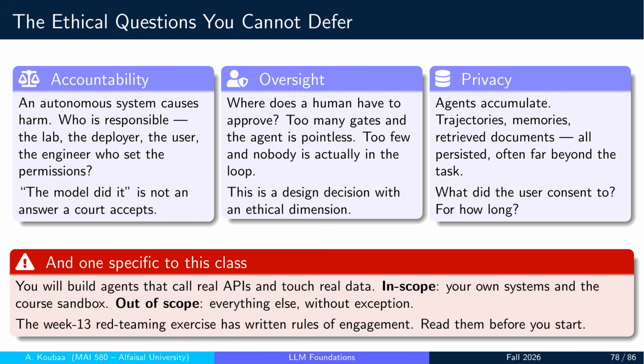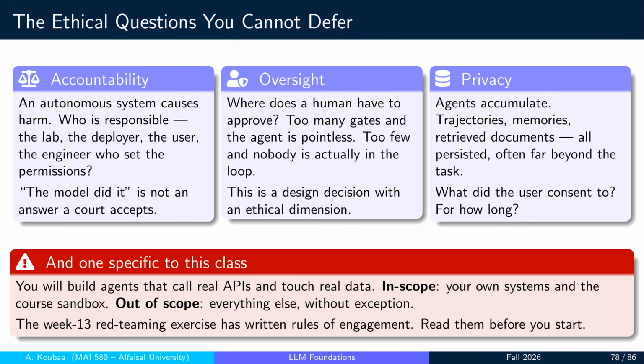Oversight. Where does a human have to approve? And notice that both extremes fail. Too many gates, and the agent is pointless. You have built an expensive form. Too few, and nobody's actually in the loop, whatever the diagram says. So this is a design decision with an ethical dimension, and there is no default setting.